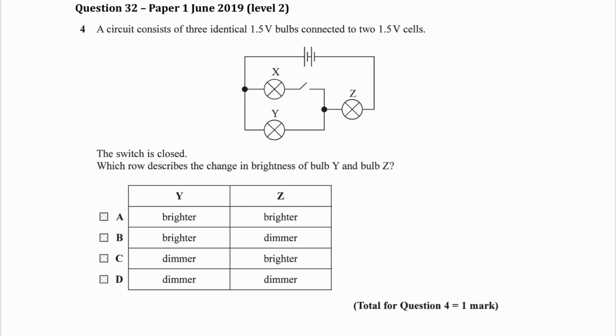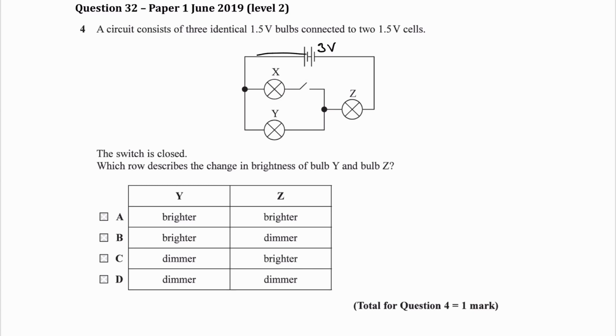So we have 3 identical 1.5 volt bulbs connected to 2 1.5 volt cells. When you have cells in series, you add the voltages, you add the EMFs. So the total EMF here would be 3 volts.